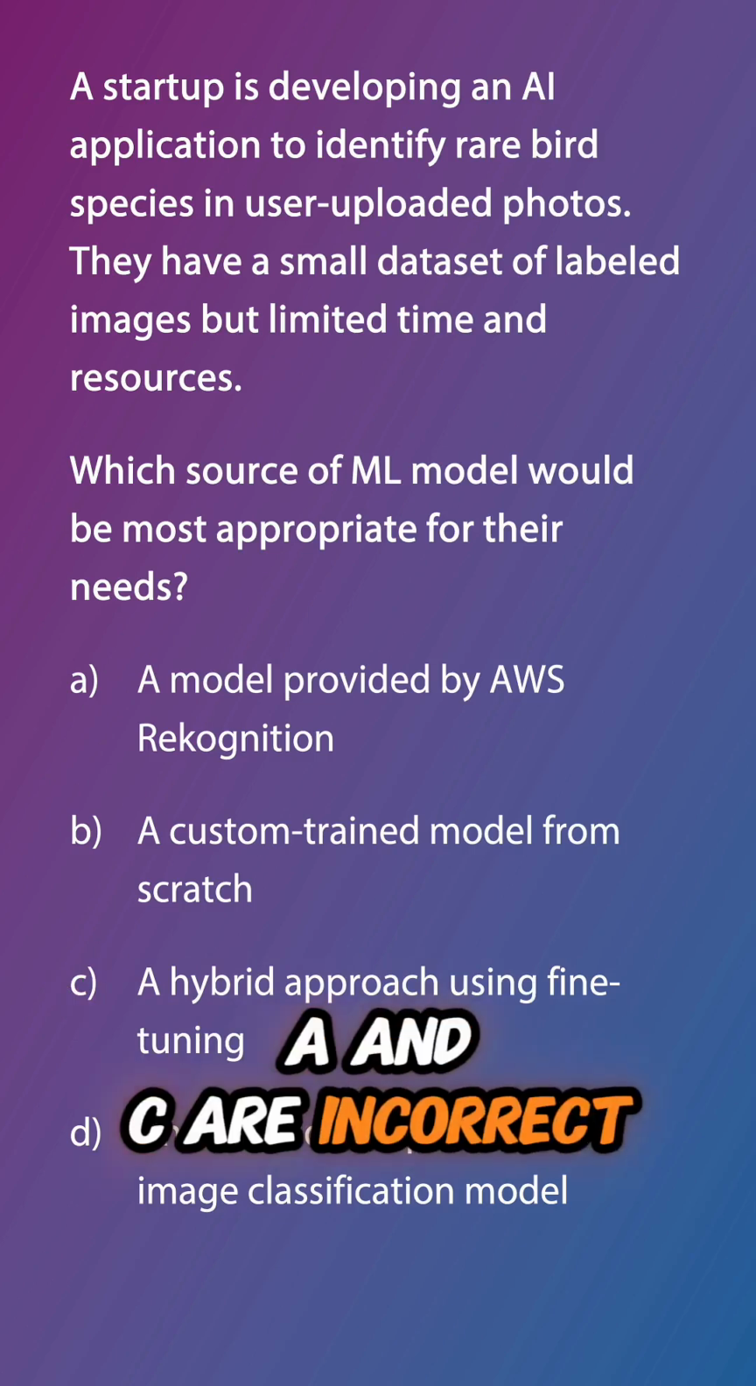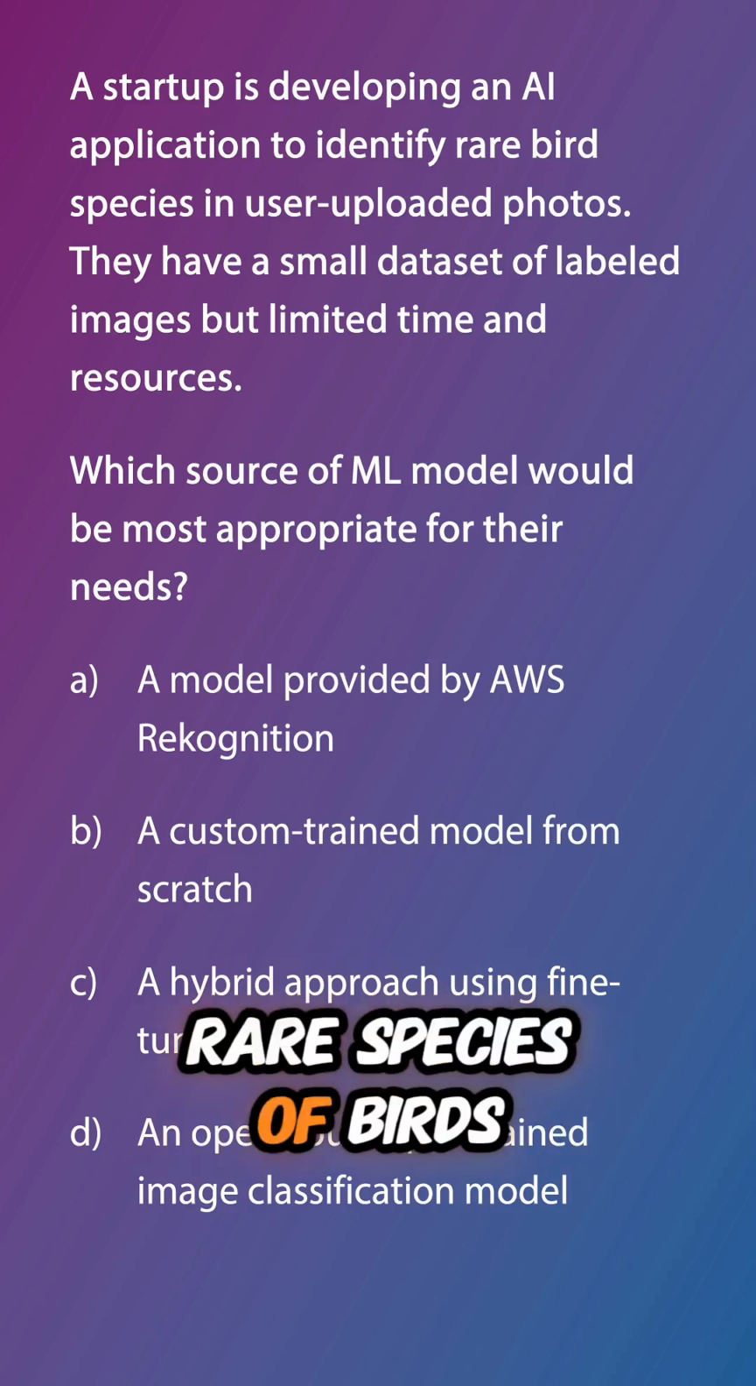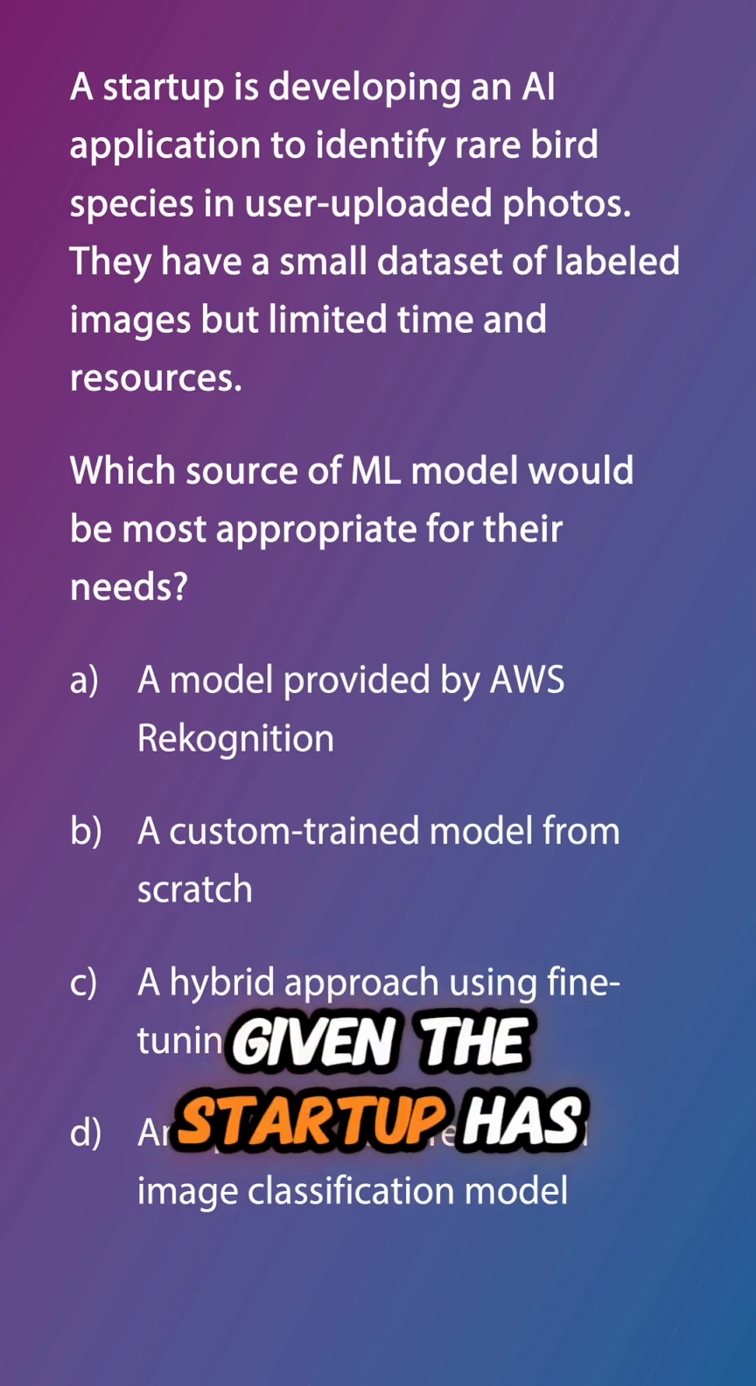A and C are incorrect as those models may not be able to identify the niche rare species of birds. B is incorrect as that would not be feasible given the startup has limited time and resources.